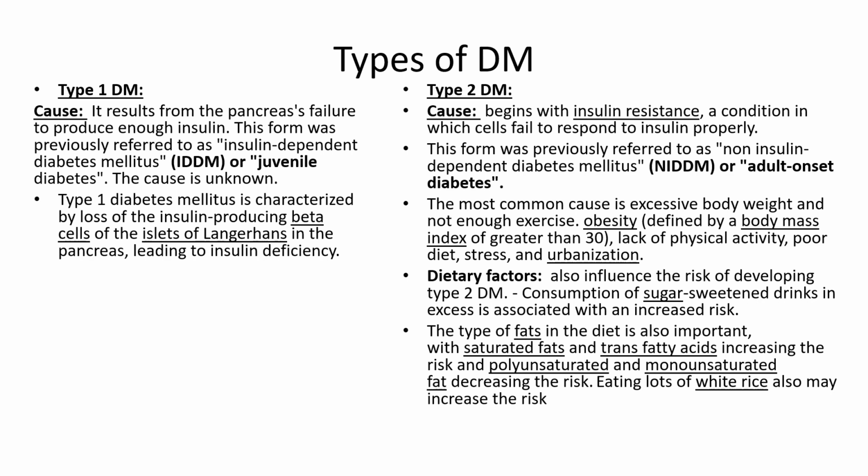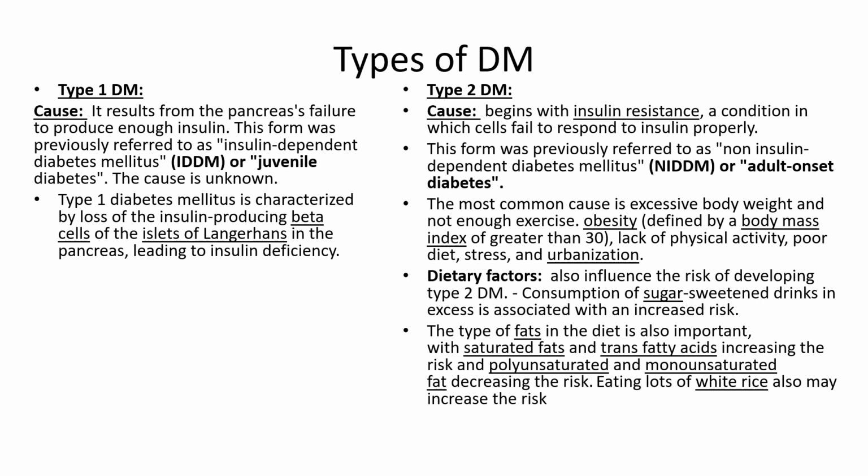Now we will see the types of diabetes mellitus. There are mainly two: type 1 diabetes and type 2 diabetes. Type 1 diabetes results from the pancreas failing to produce enough insulin, and it was previously called insulin dependent diabetes mellitus or juvenile diabetes because it is seen mainly in children. Type 1 diabetes mellitus is characterized by loss of insulin producing beta cells of the islets of Langerhans in the pancreas, which gives rise to insulin deficiency.